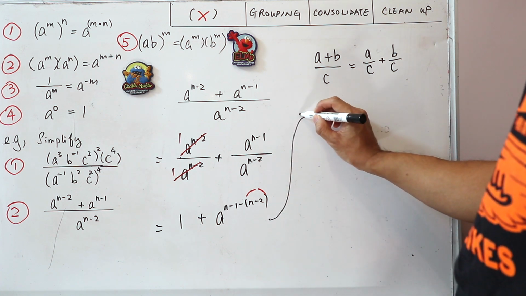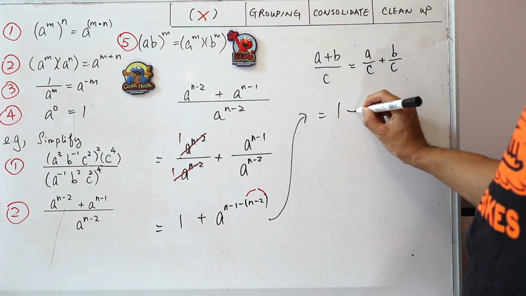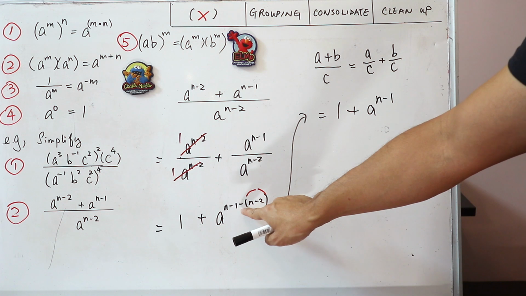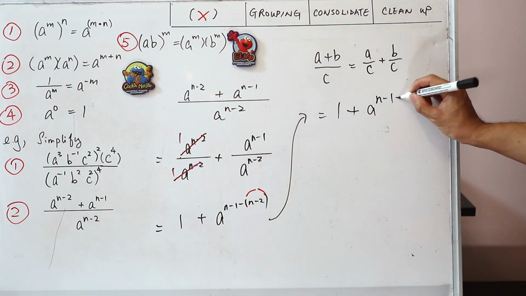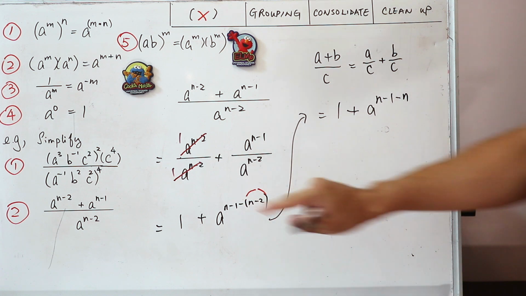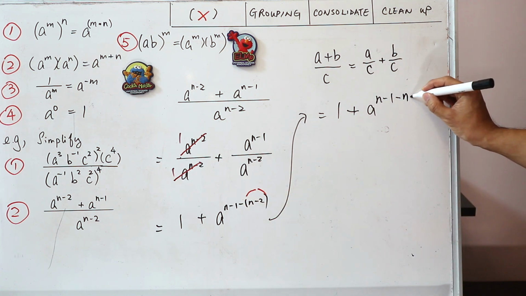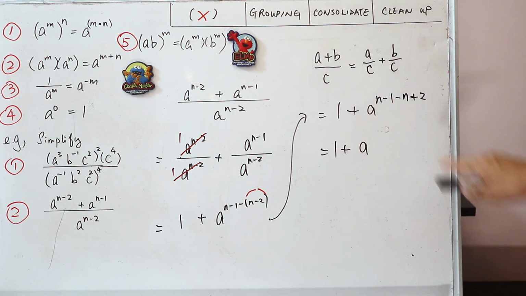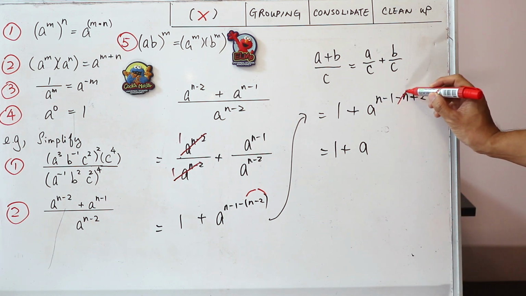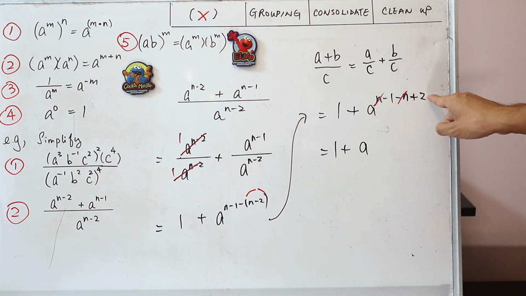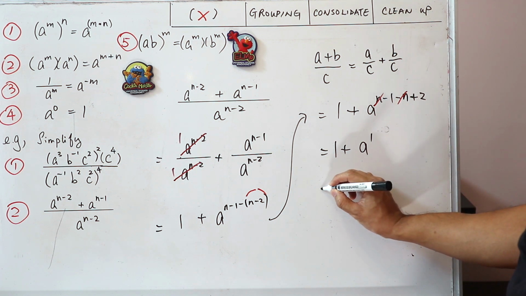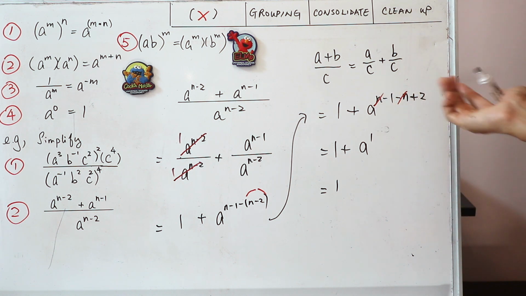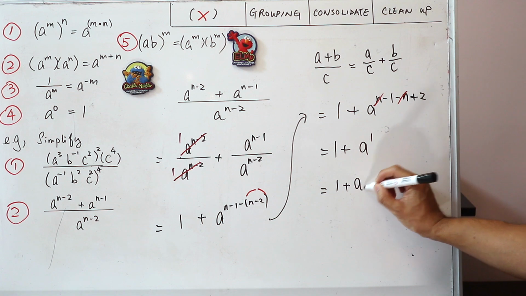Okay, so I'll continue to work on it here. So it becomes 1 plus a to the power n minus 1. And you're subtracting this n minus 2 here, so it becomes minus n. And minus times minus is double negative. So it becomes plus 2. So it will become 1 plus a to the power n minus n here. So this minus n and this n cancel out. Minus 1 plus 2. So it is 1. Okay? But you cannot leave your answer like this. You should get rid of this 1 here because a to the power 1 is actually a. So the answer is 1 plus a, and that's your answer.